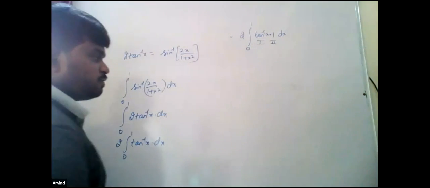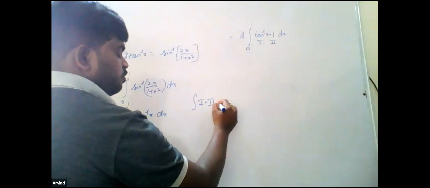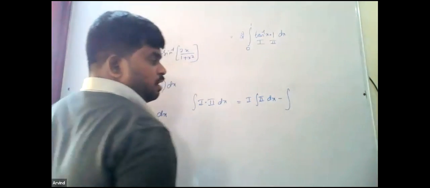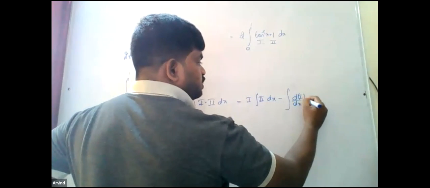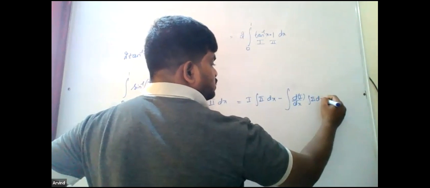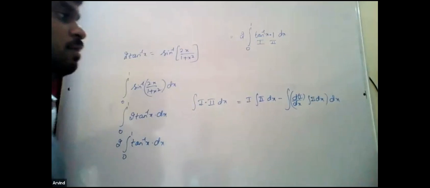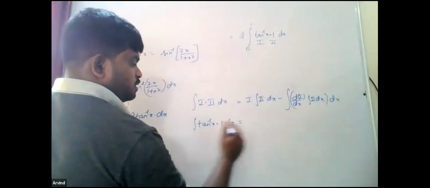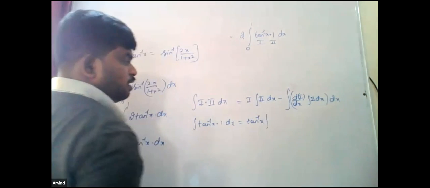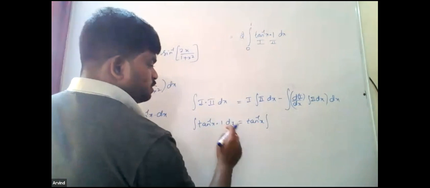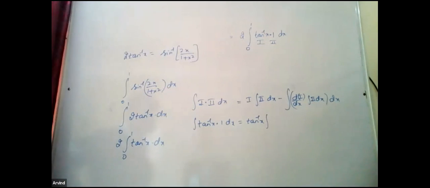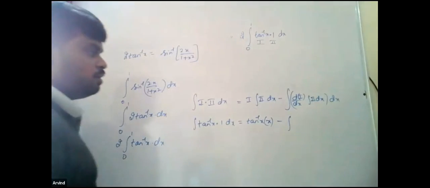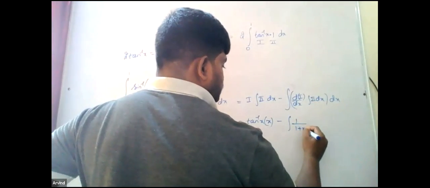So use the rule. What is the first function? Integral of first function into second function dx equals first function into integral of second function dx, minus integral of differentiation of first function into integral of second function dx, the entire thing dx. That's the formula. So tan inverse x into 1: your first function is tan inverse x. Integral of second function is integral of 1 dx, which is x, minus differentiation of first function, 1 by 1 plus x square.